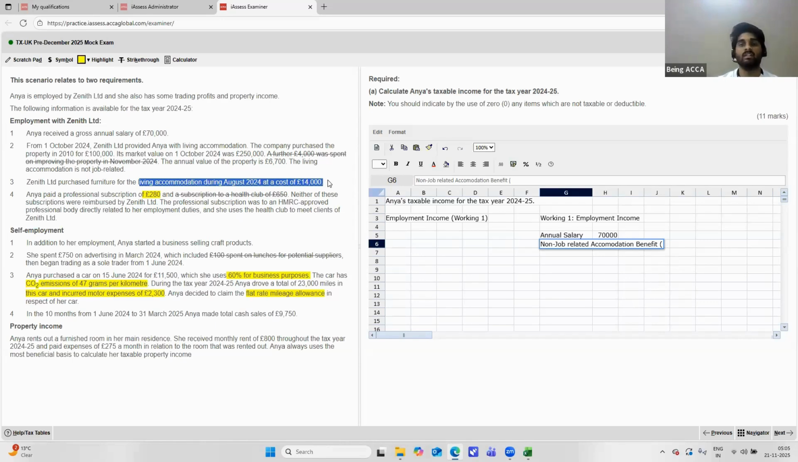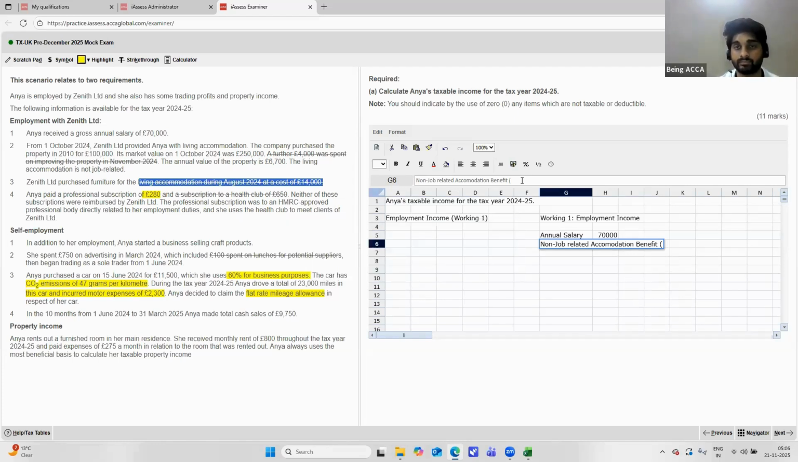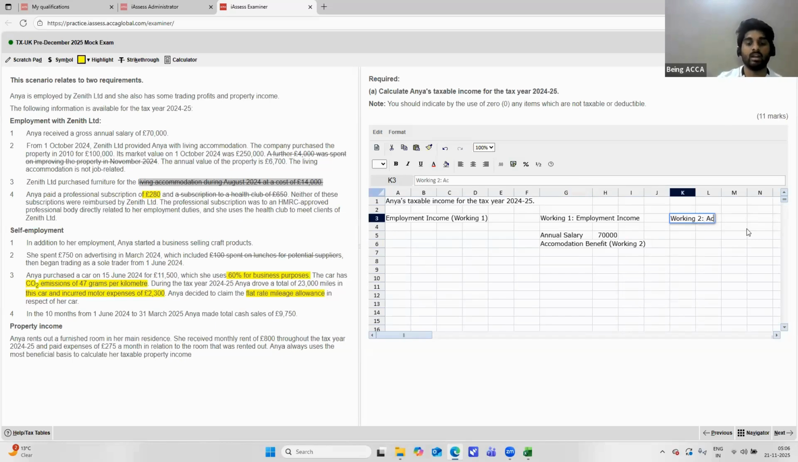So because all these are considered, we will show this as a separate working. Working 2. Now, because we are considering this as a working 2, we can simply write this as accommodation benefit. This is just for your reference that I wanted to mention it was non-accommodation benefit, but you can also mention it just as an accommodation benefit. Okay. Working 2, accommodation benefit. Now, what is happening?